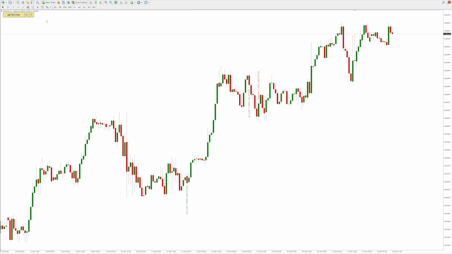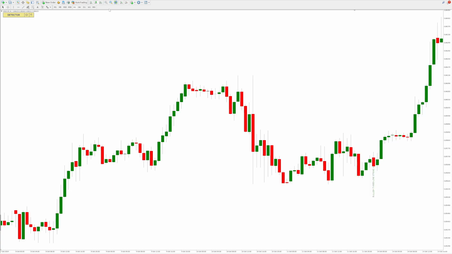This is a 1 hour dollar Swiss franc chart. You can look for the 3-line strike candlestick pattern on any trading instrument, whether that's Forex, cryptos, stocks, commodities, indices, etc. And you can also look for it on any chart time frame. I personally prefer the 1 hour charts and above, 4 hour, daily, weekly, monthly, simply because they contain more price data, which tends to give more reliable signals in my experience.